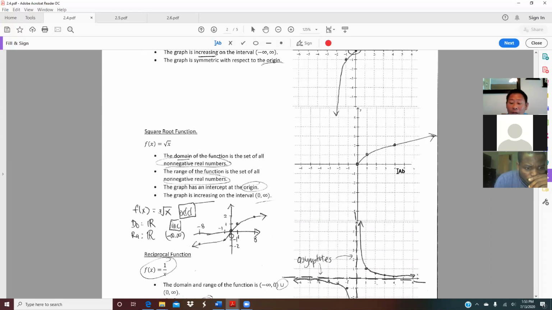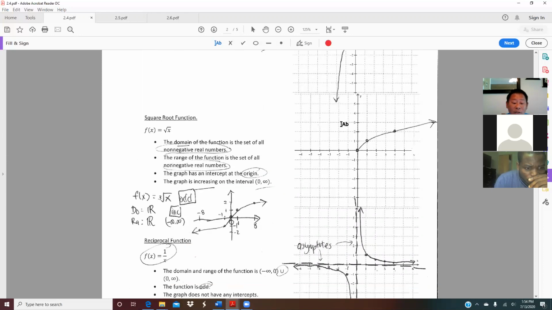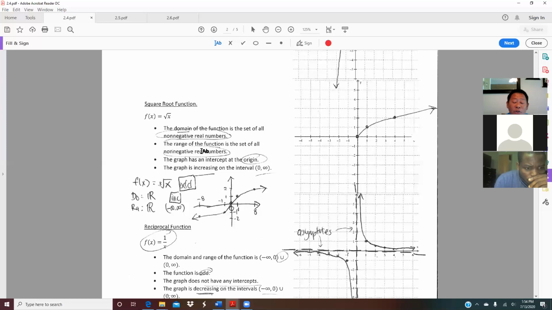I plug in 4, and the square root of 4 is 2. Then the next one I do is 9, so the root of 9 is 3. So this is how you do your square root graph in this case. Okay. Now, what is not included in this is the cube root graph.